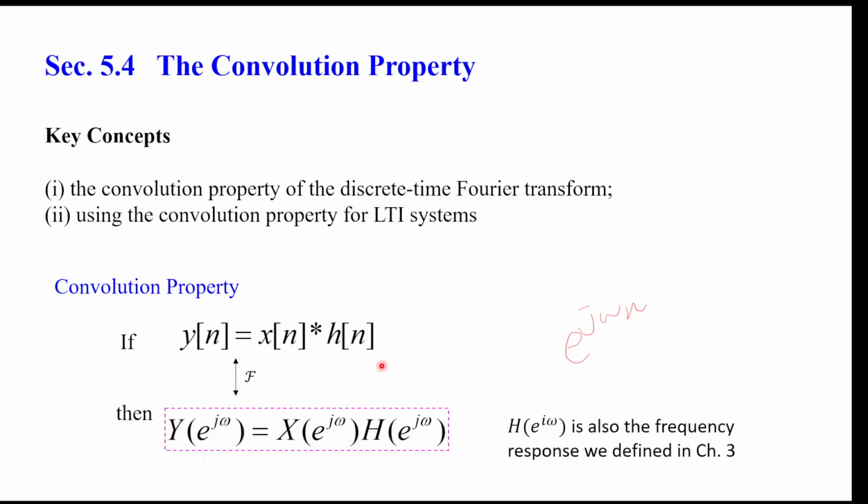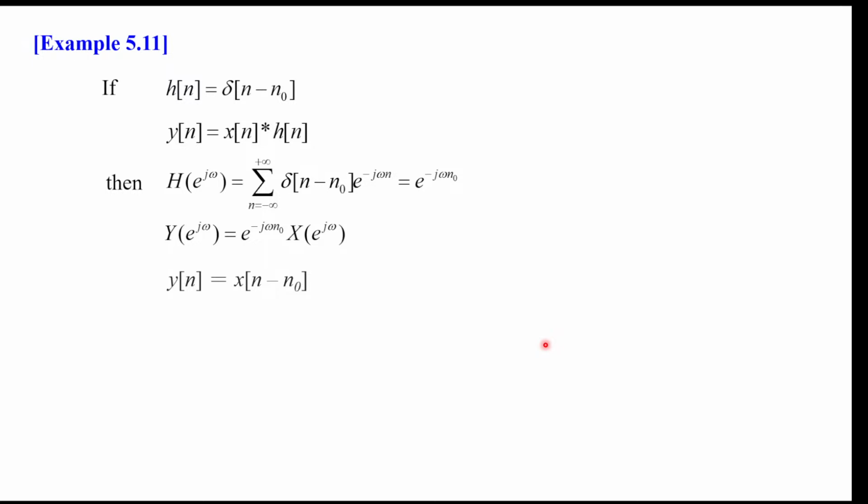And the big H will be the Fourier transform of your small h. And the big H of e to the j omega will also be the eigenvalue, so we define it as the eigenvalue of e to the j omega n. Okay. And so we see some examples.